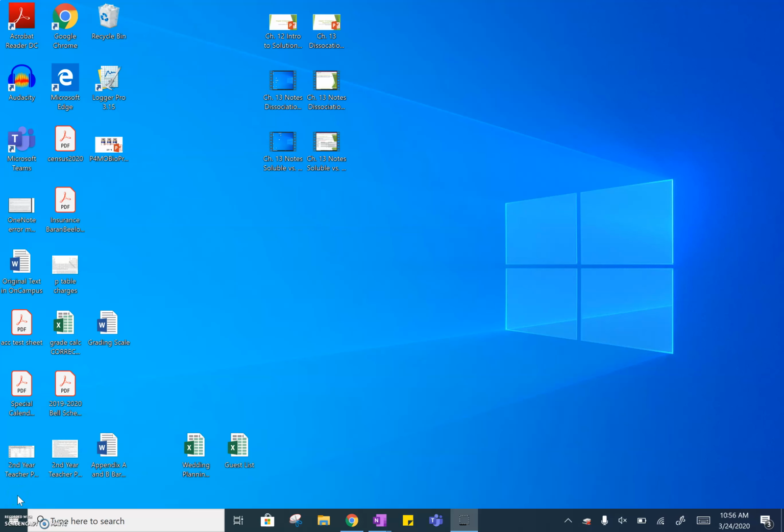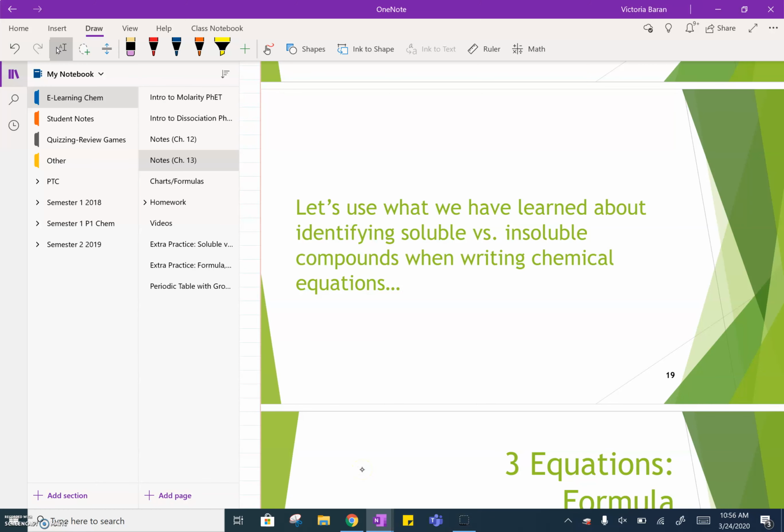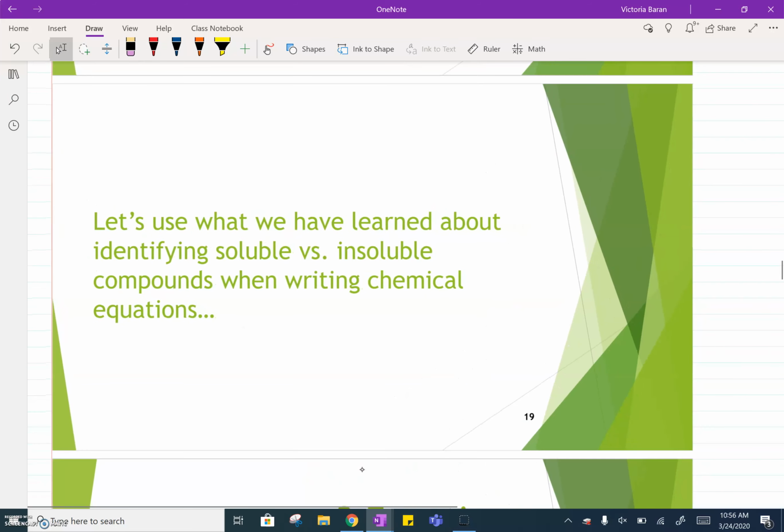Today I'm going to go over how to write the formula equation, complete ionic equation, and net ionic equation. We are going to be continuing in our chapter 13 notes, and I'm going to be starting on slide 19.